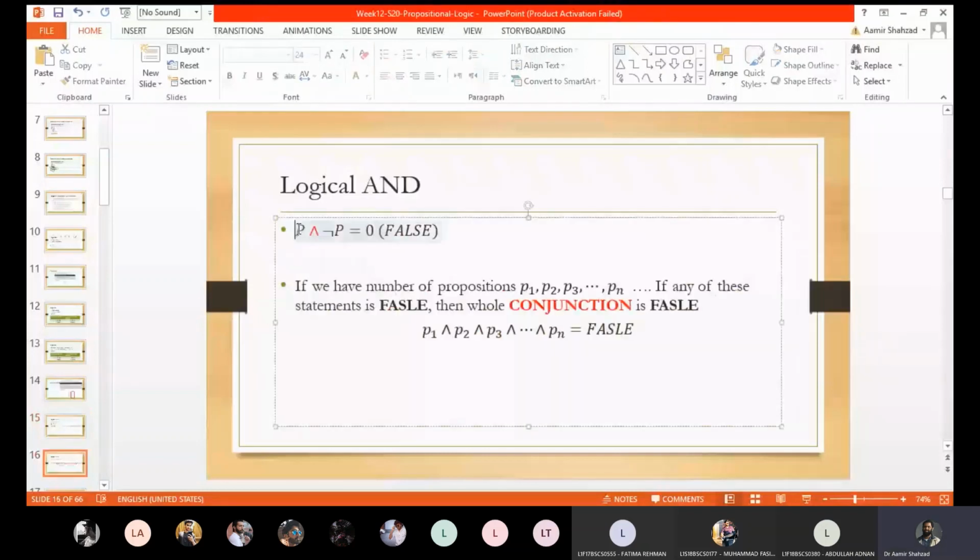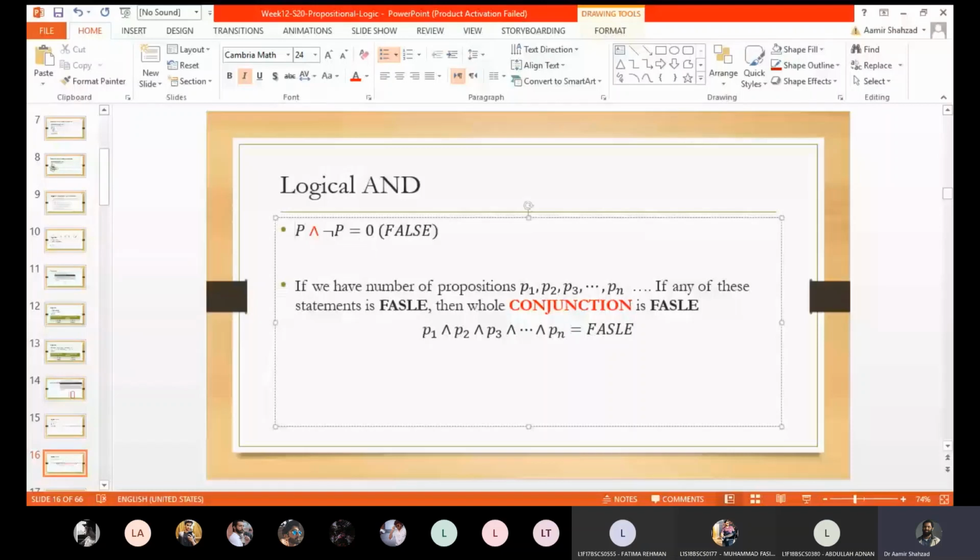अगर हमारे पास एक स्टेटमेंट P है और दूसरी स्टेटमेंट उसका हम एंड लेते हैं इसी की निगेशन के साथ. So if P is true, then not P has to be false. If P is false, then not P has to be true. So this is like P and not P is 1 and 0. So answer should be 0. Answer should be false.